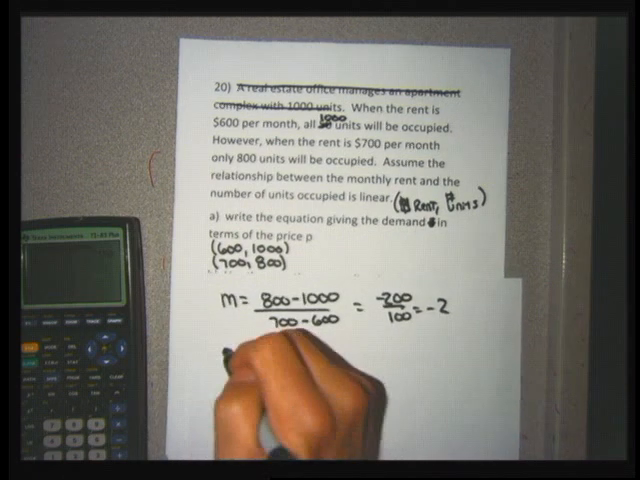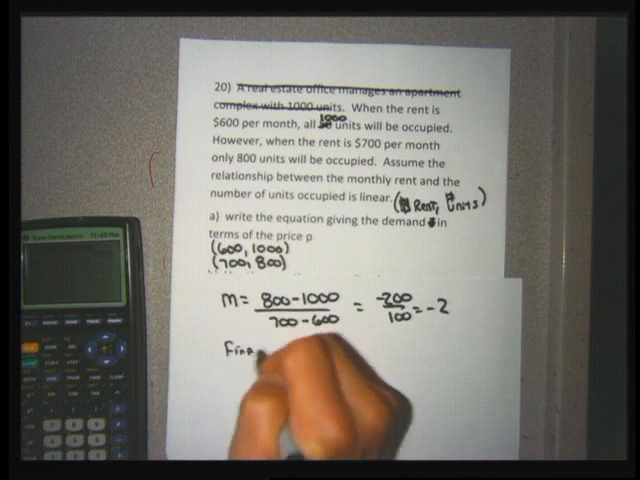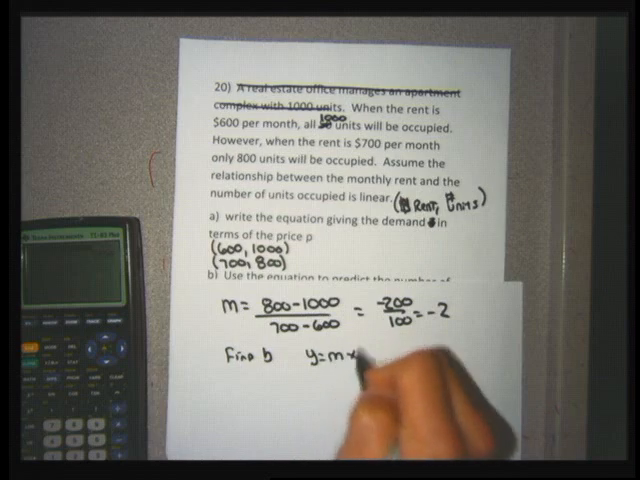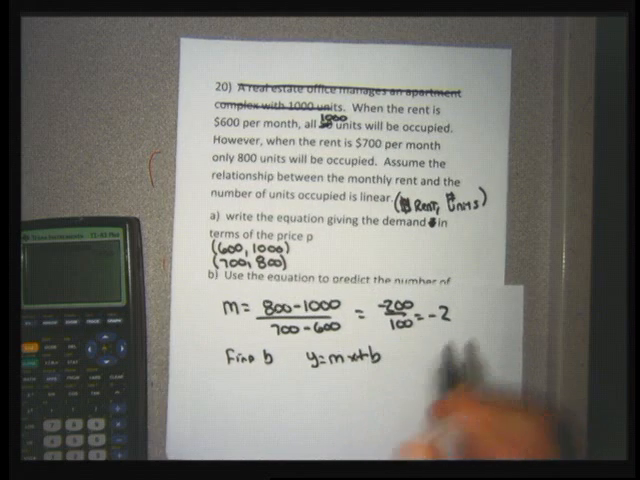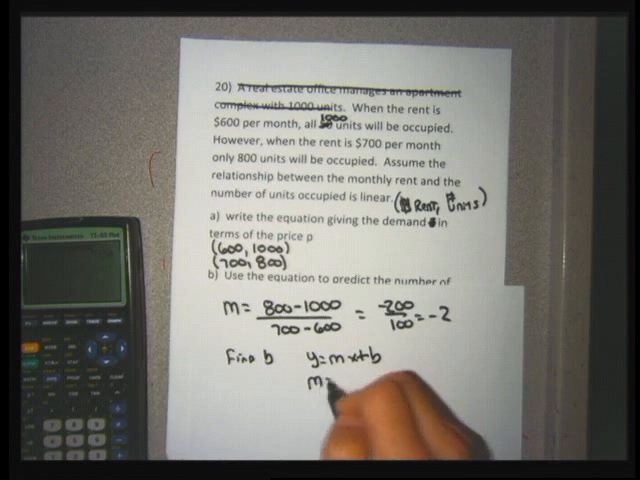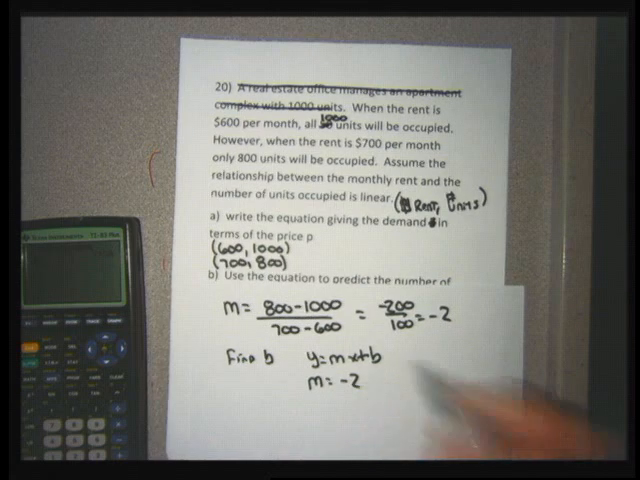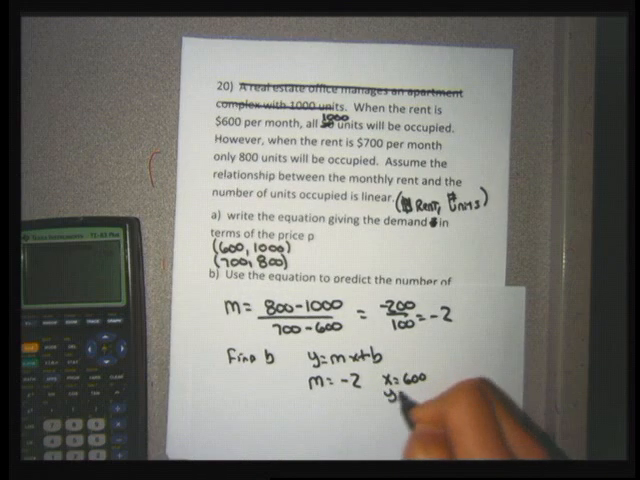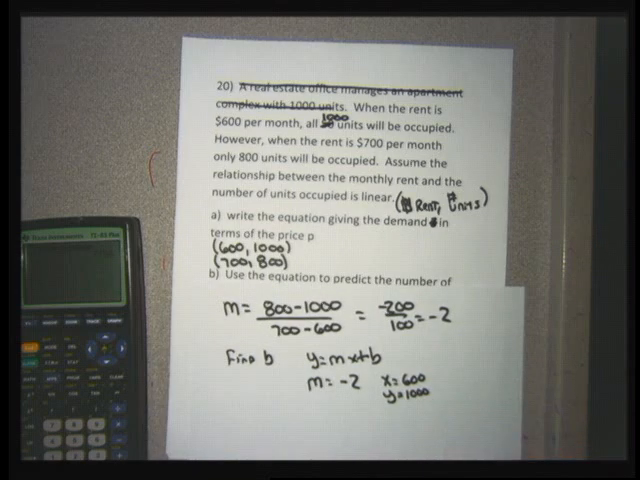So now I'm going to find B. And to find the B, I'm going to use the equation y equals mx plus b. And in that equation, I'm going to plug in m for negative 2. And I can use either point. I'm going to use the top point. There isn't any reason. The top point isn't any better or worse than the bottom point in this case. So I'm going to use x equal to 600, y equal to 1,000, m equal to negative 2.